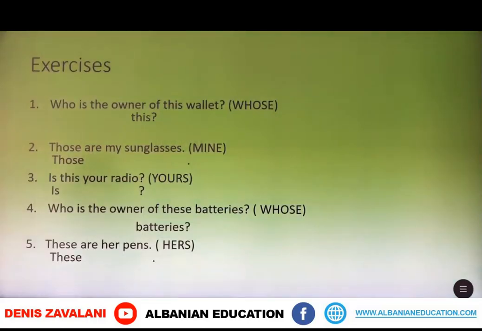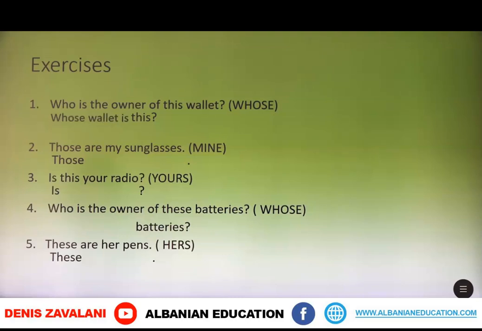Now we're going to have some more exercises with pronouns, possessive ones and adjectives, and the word whose. Let's start with the first one. Who is the owner of this wallet? Can we write this question in another way with the word whose? It's whose wallet is this? So the meaning is the same.